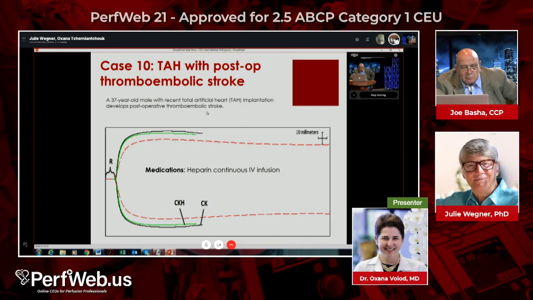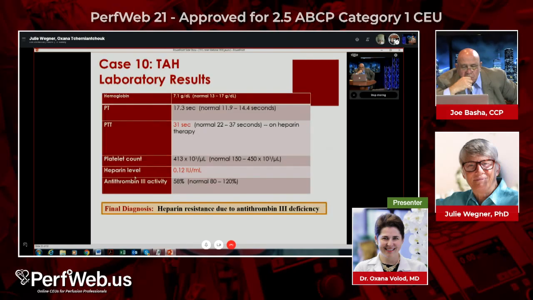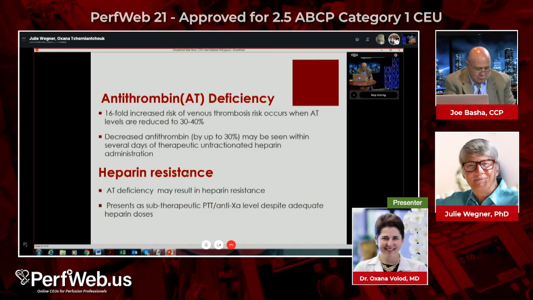And this is what we do see in the patients within the first 2 weeks after implantation of the device. Now, antithrombin deficiency will significantly increase the risk of thrombosis, and second, as I said, it will lead to heparin resistance. Because the heparin assays that we use to monitor heparin use the patient's antithrombin, this assay will also not be able to measure the heparin level that is given to the patient.